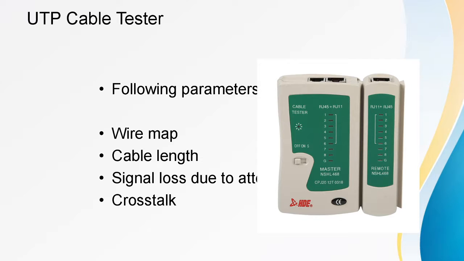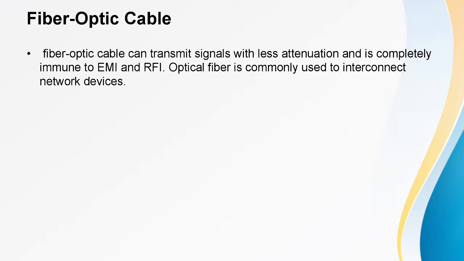UTP cable testing. These are the following parameters used. First, the wire map, cable length, signal loss, and crosstalk. Fiber optic cable.